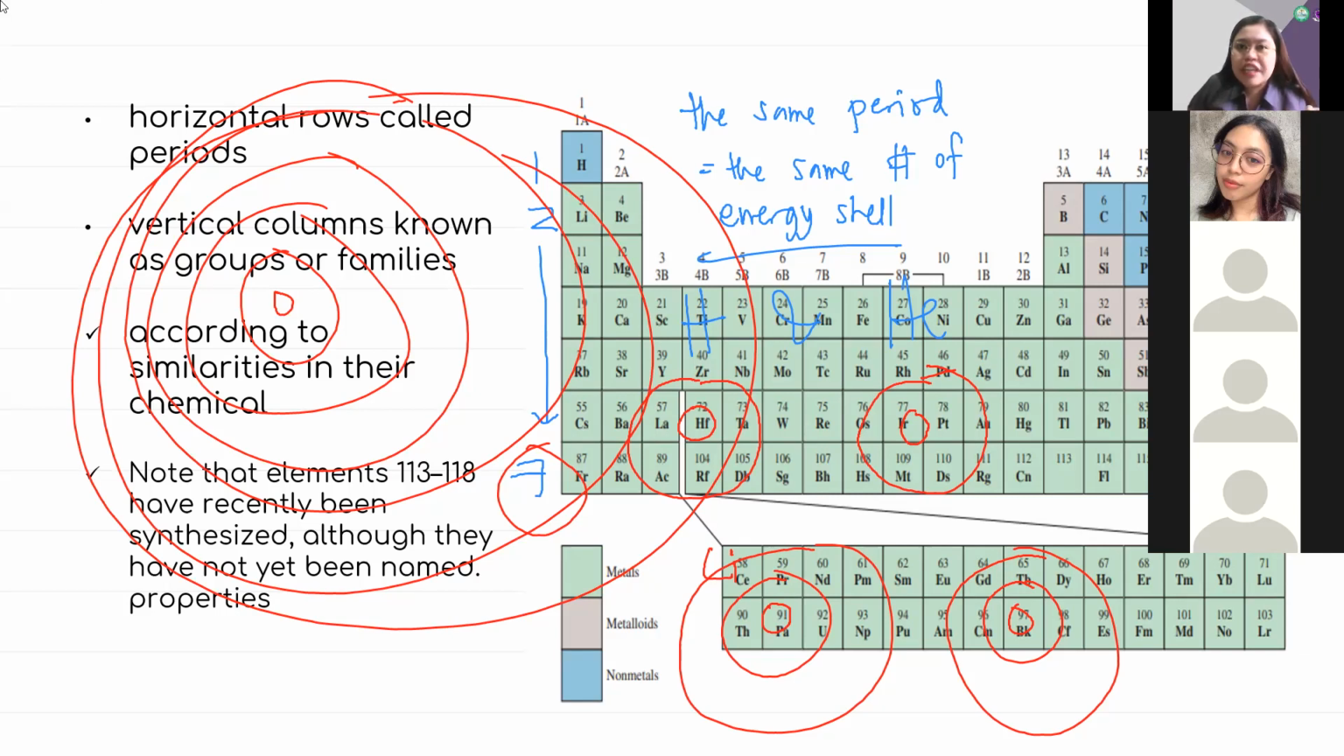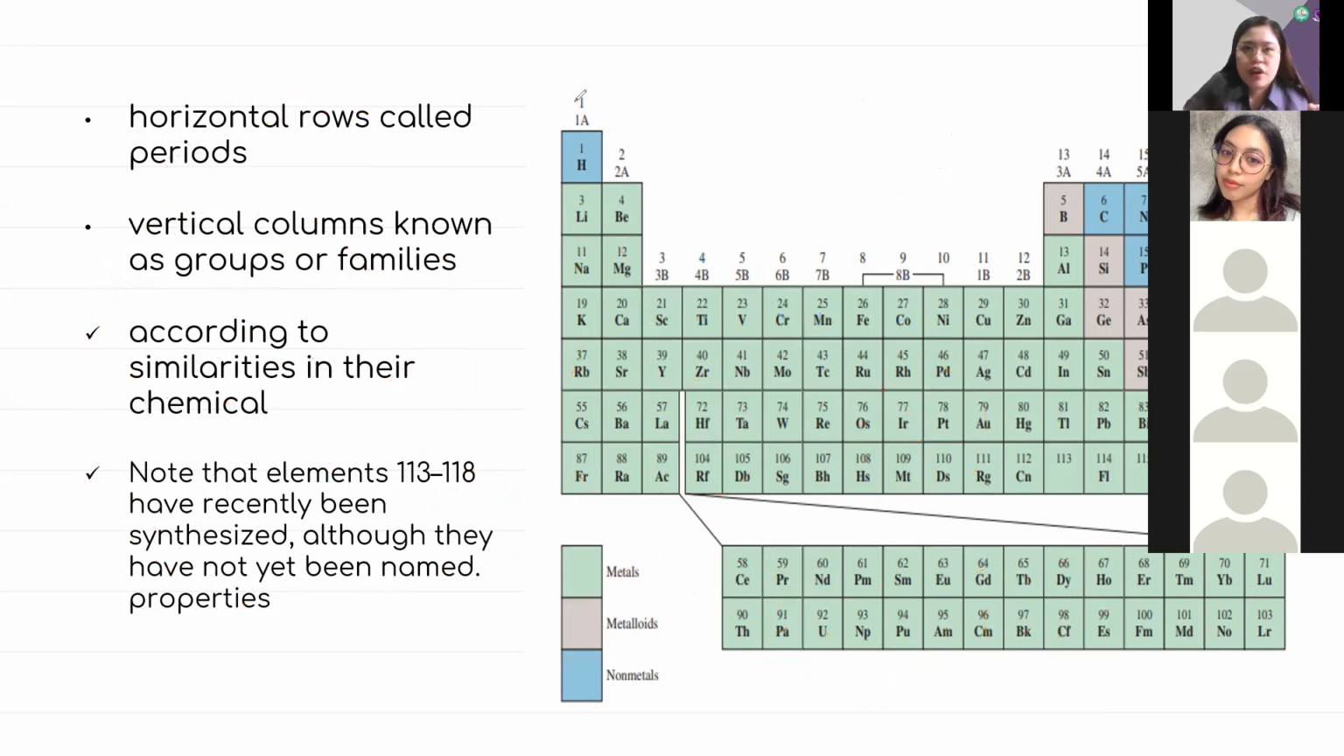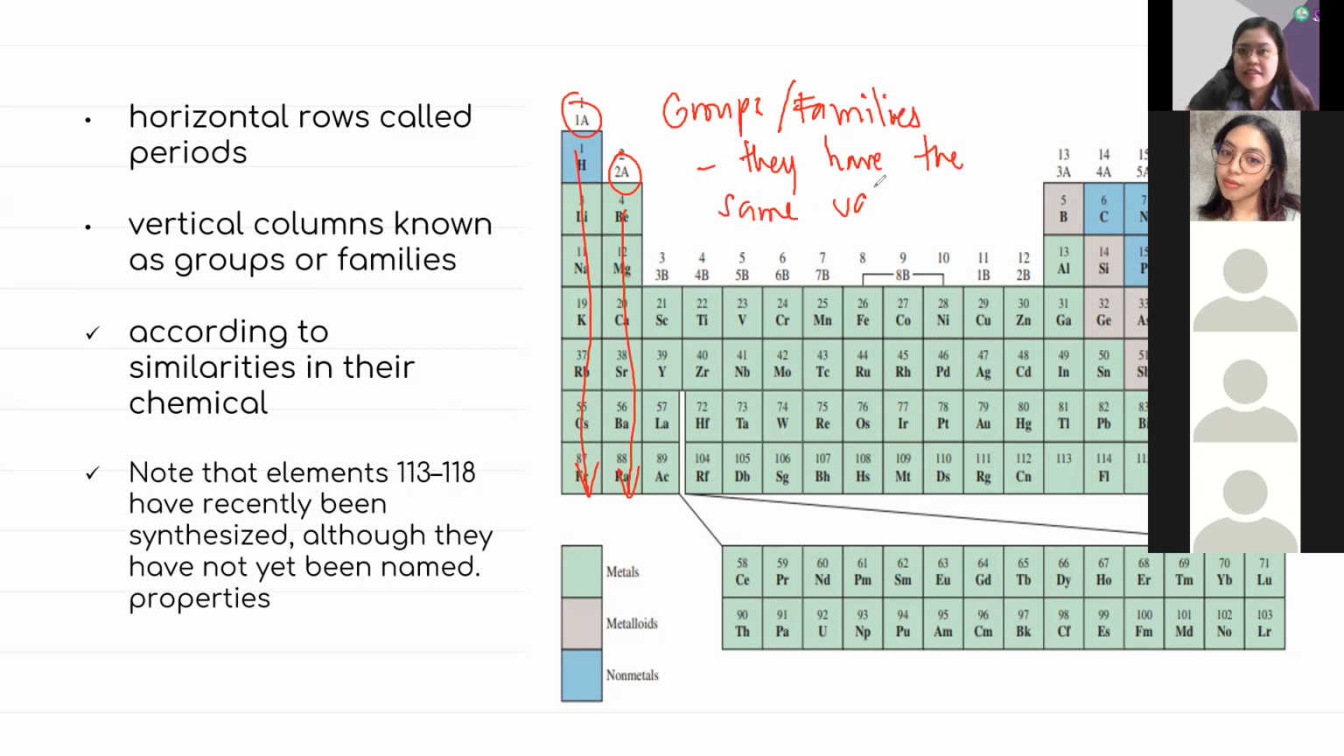Now, what about the vertical arrangement? Here you have group 1A and group 2A. Group 1A is from hydrogen to francium. For group 2A, we have beryllium, magnesium, calcium, strontium, barium, up to radium, from beryllium to radium. What characteristic do they share? For groups or families, elements in a group have the same valence electrons. Again, they have the same valence electrons. What does valence electrons mean?